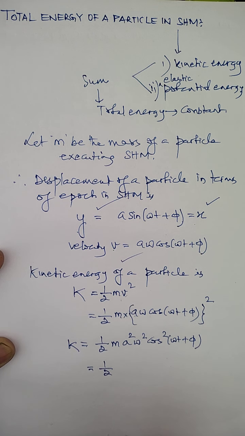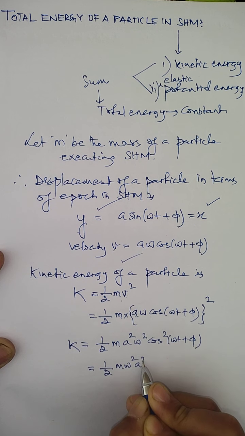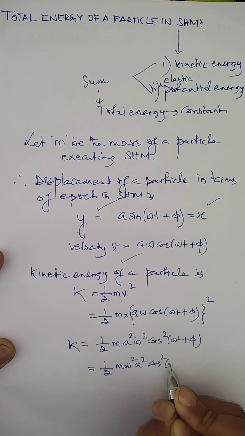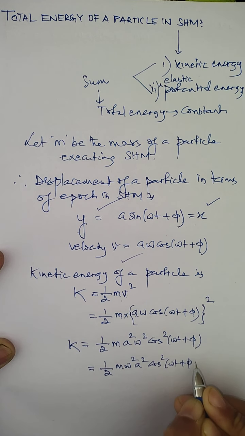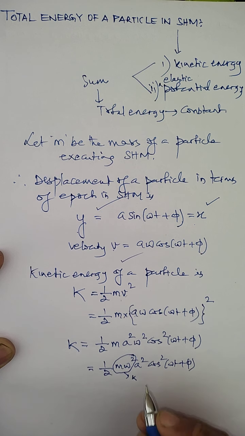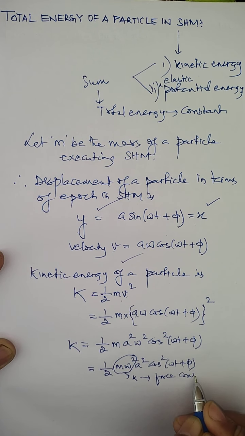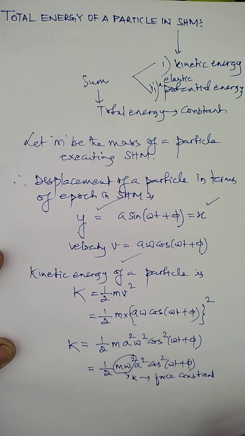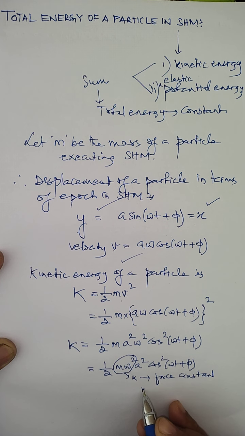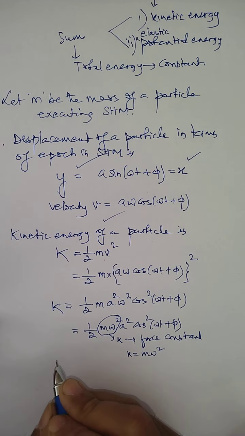Now you know there is a relation that you have learned, m omega square A square cos square (omega t plus phi). You know m omega square we have replaced by a small k, and this small k is also called what constant? Force constant. So in the last video you learned this topic of constant small k equals m omega square. This means we can now even write the expression of kinetic energy.